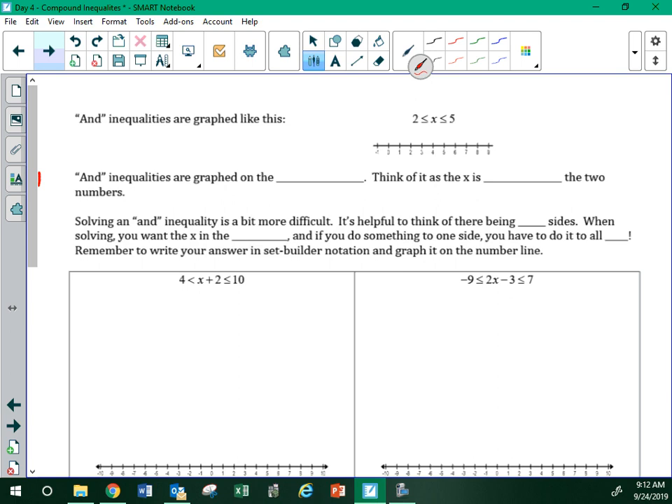So x is in between 2 and 5. That means we're just going to shade in between 2 and 5. So I want to go ahead and put my circles on 2 and 5. Is 2 going to be an open or a closed? Closed. So I'm going to put a closed circle on 2. Is 5 open or closed? Closed. And x is everything in between. So all we do is just shade in between. That's it.